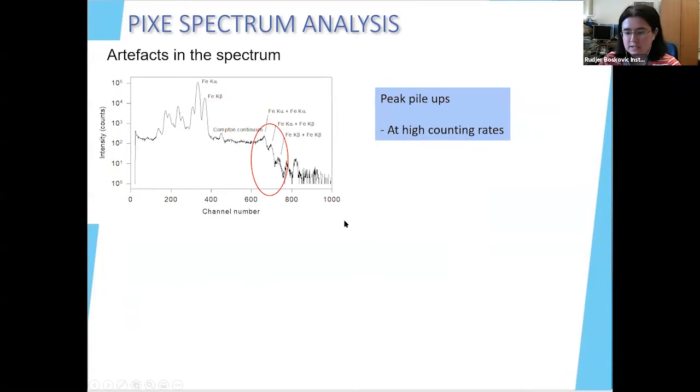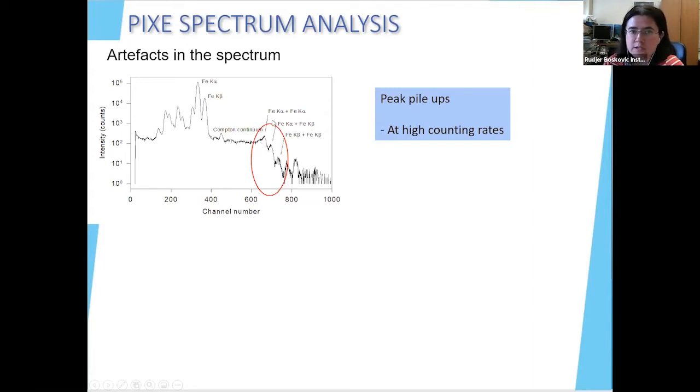Some artifacts can appear in the spectrum. For example, in case we have high counting rates, we have peak pileups. That means that when two X-ray photons arrive at the same time, the detector cannot resolve them.